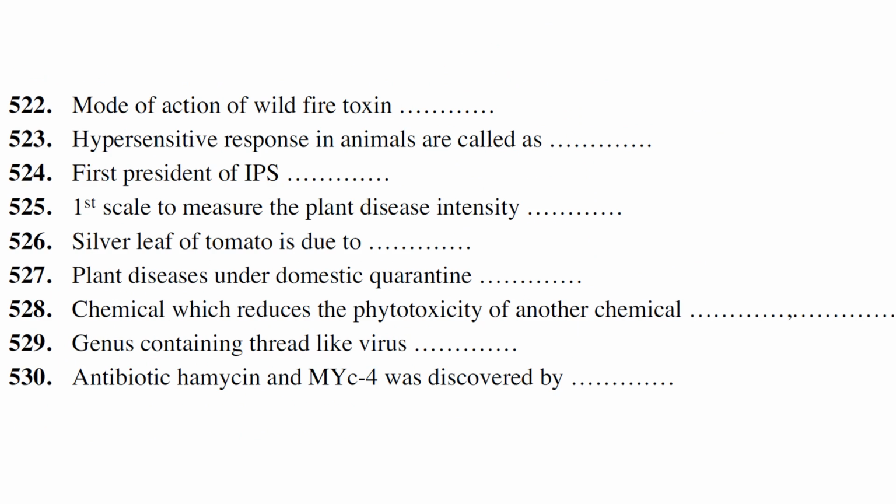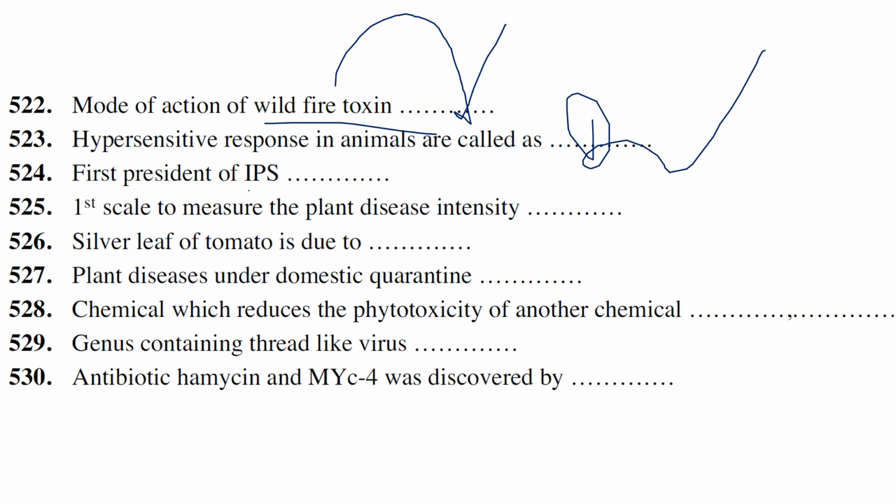The next one is the mode of action of wildfire toxin. Wildfire toxin is also known as T toxin, from Pseudomonas syringae pv. tabaci. Its mode of action is that it inhibits glutamine synthetase. Hypersensitive response in animals is called as? Generally, the hypersensitive response in plants is called hypersensitivity, and in animals it is called apoptosis.